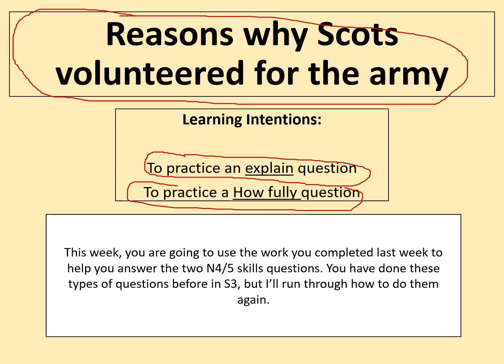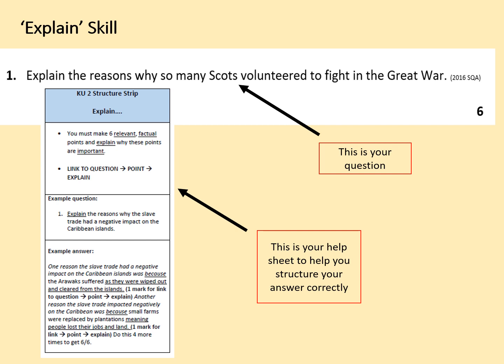So this week, you're going to use the work that you completed last week to help you answer 2 National 4-5 skills questions. As I've said, you've done these before, but I'll run through how to do them again. Your first one is an explain skill. There are 3 things you have to do to answer this question. Your question here is: explain the reasons why so many Scots volunteered to fight in the Great War.